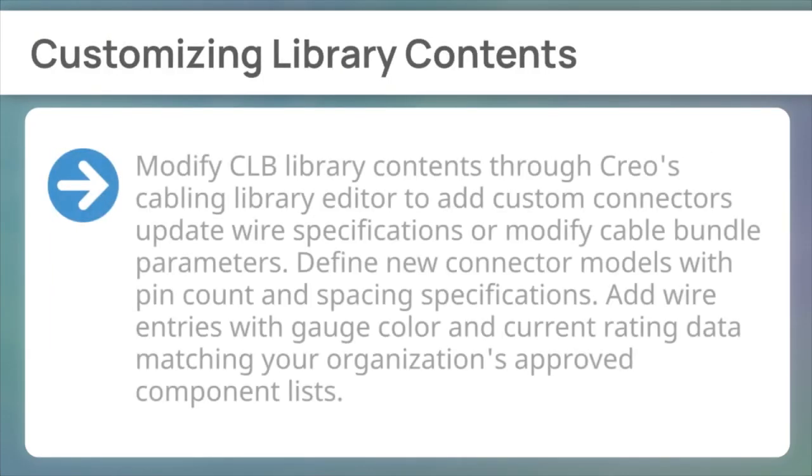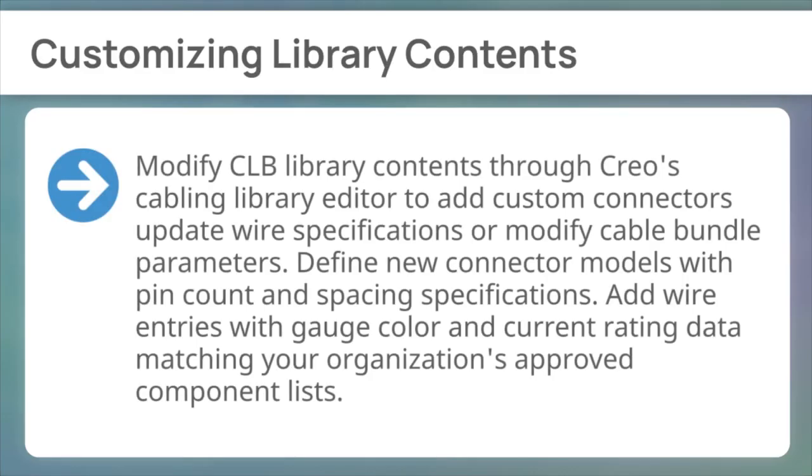Next, customizing library contents. Modify CLB library contents through Creo's cabling library editor to add custom connectors, update wire specifications, or modify cable bundle parameters. Define new connector models with pin count and spacing specifications. Add wire entries with gauge, color, and current rating data matching your organization's approved component lists.